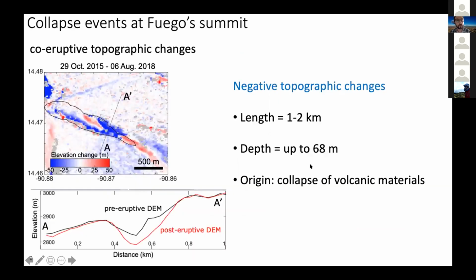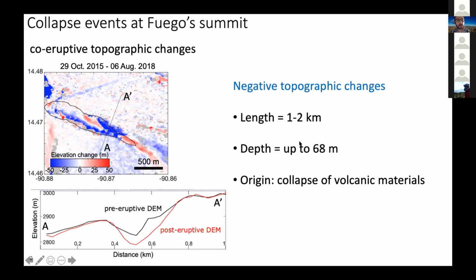Then I move on to the proximal section, and you see here that you have a large negative change over about 1-2 kilometers in length, and these changes are up to 68 meters.